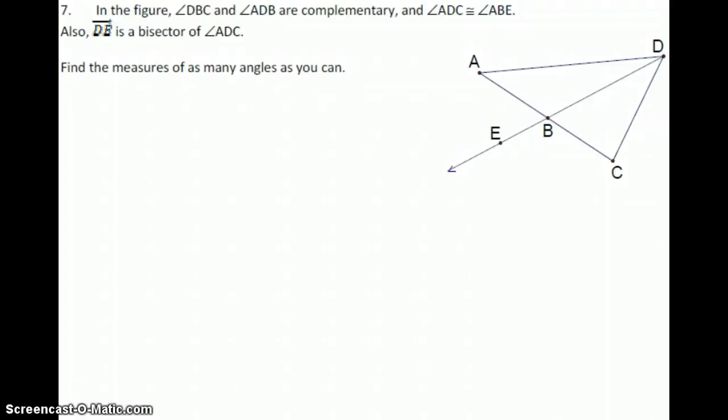Alright, in part 2 here, let's talk about number 7. DBC and ADB are complementary. We don't really have a marking for that. I'm just going to put these little dots here. I know that they are complementary.